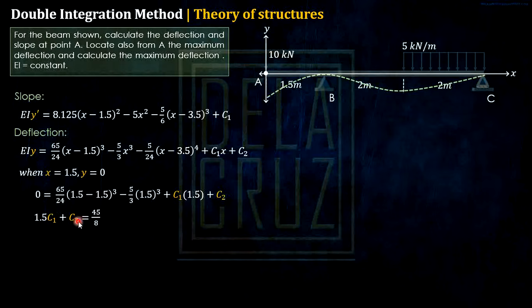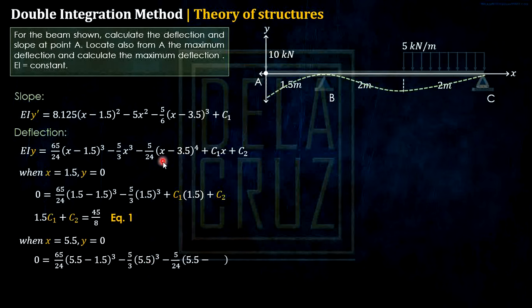Take note, we have two unknowns here, so we must create another equation. By the way, let's call this equation 1. Another boundary is at point C, which is when x is the whole span of the beam, or x is 5.5. Our deflection y here is of course still 0. Again, using the deflection equation, substitute x: 5.5, then here 5.5, then 5.5 minus 3.5, and C1 plus C2.